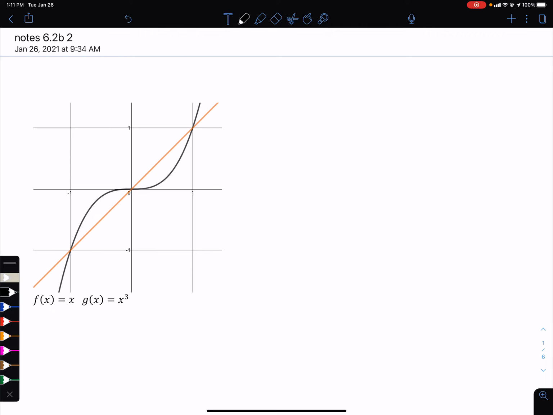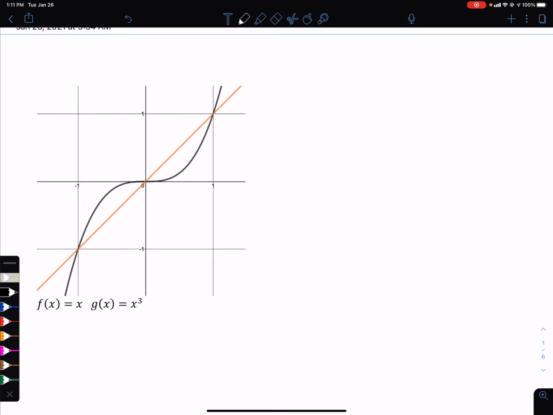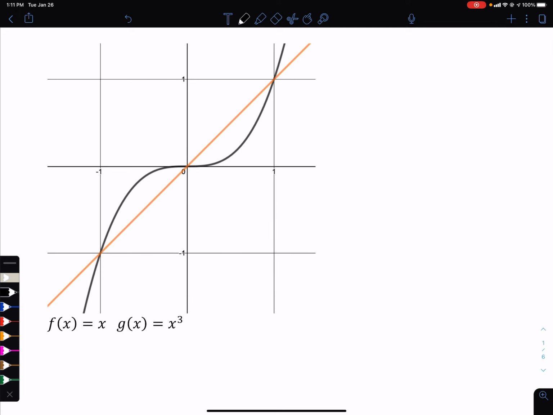This is 6.2, lesson B. I don't know why it says 2B, but this first one is very similar to 6.2a, the introduction, but you'll notice that the shaded region, there's two different regions you have to be concerned about.